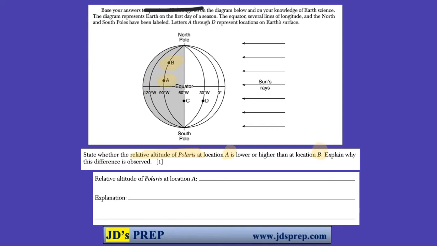A and B are right there. So first off, the relative altitude of Polaris, is it higher or lower at location A than it is at location B? So A is closer to the equator, it's going to be lower, the altitude is going to be lower at location A, and the altitude of Polaris and the latitude of the observer are related, right? So the closer you are to the equator, the lower Polaris will be. So that would be your explanation.